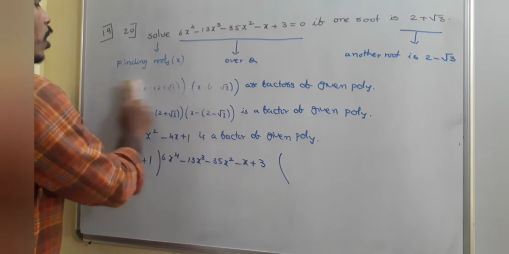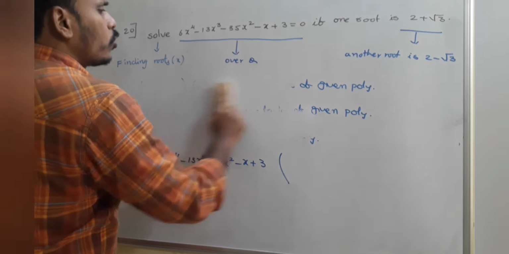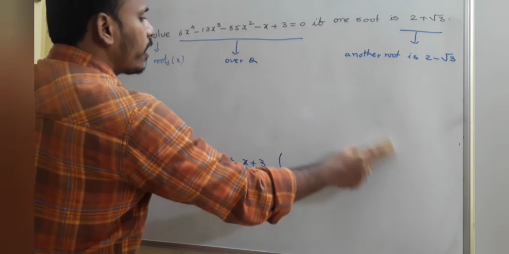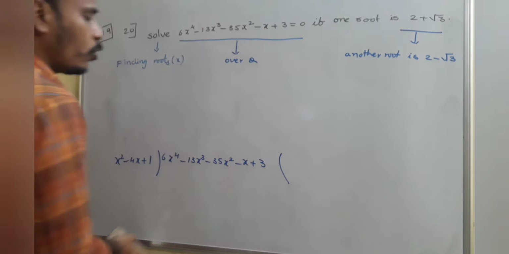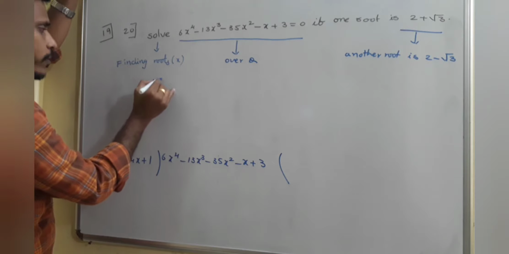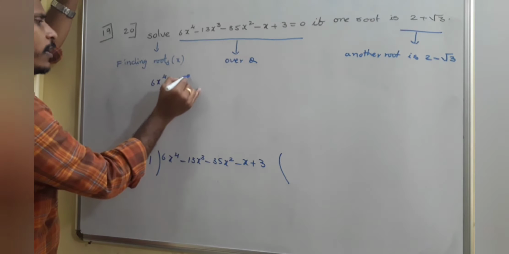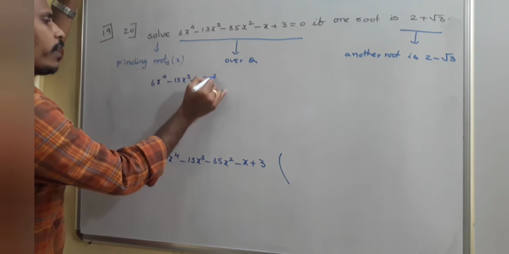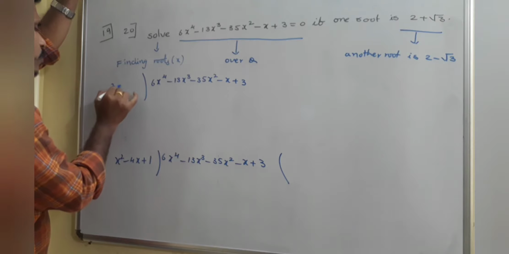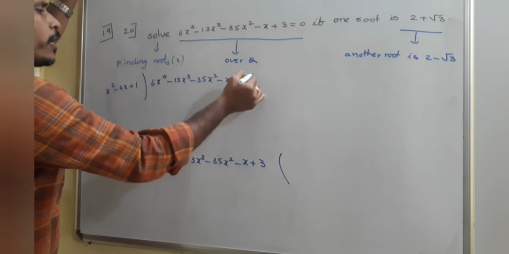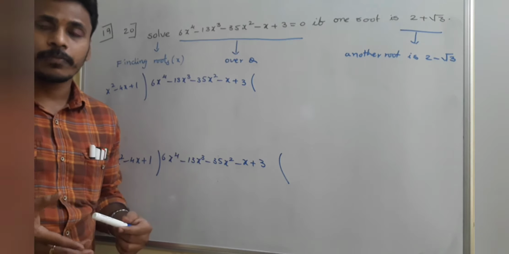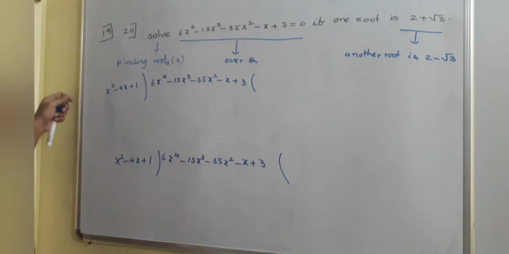Right. So how to divide? We have different division processes actually. One is synthetic division and the other is usual division. That's up to you which one you use. I am going with the usual division. 6x^4 - 13x^3 - 35x^2 - x + 3, and I am trying to divide it by x^2 - 4x + 1. If you are confident with synthetic division of a quadratic factor, no problem, go with that. It's your choice.